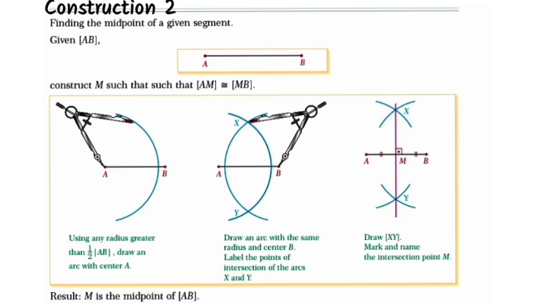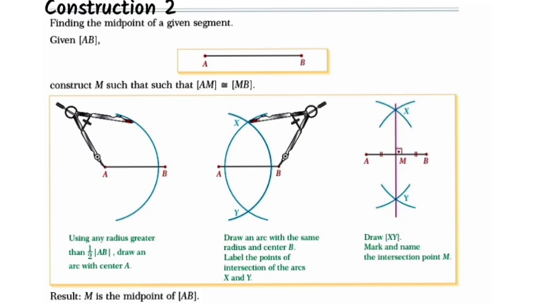Finding the midpoint of a given segment. Given line segment AB. Construct M such that line segment AM is congruent to line segment MB. Using any radius greater than half of line segment AB, draw an arc with center A. Draw an arc with the same radius and center B.